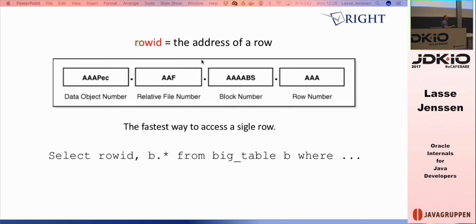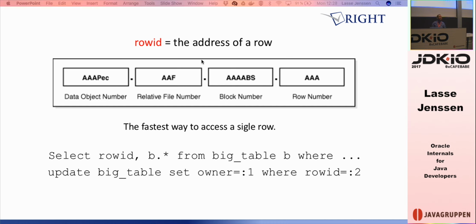So if I select something, well, I could select the row ID too. And in the next step, when I'm going to update it, I update big table set owner equals something where row ID equals, then I go straight to my row ID. I don't have to go to the index to find that row.